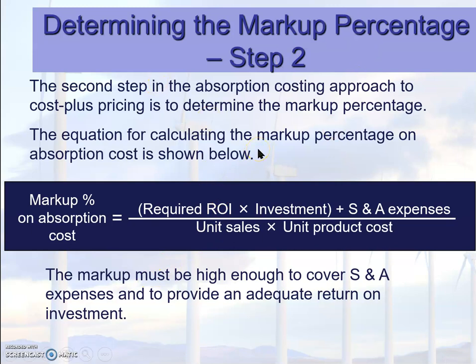The second step is to compute the markup percentage on absorption cost. Required return on investment multiplied by the investment itself, and then we add the selling and administrative expenses. Why? Because in the computation of absorption cost, we have not included the selling and administrative expenses, and we need to include them when we want to compute the profit. All that we divide by unit sales times unit product cost. So the markup percentage must cover not only the return on investment but also the selling and administrative expenses. Okay, that's the second step.